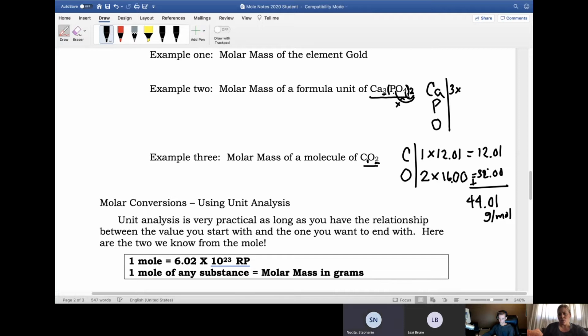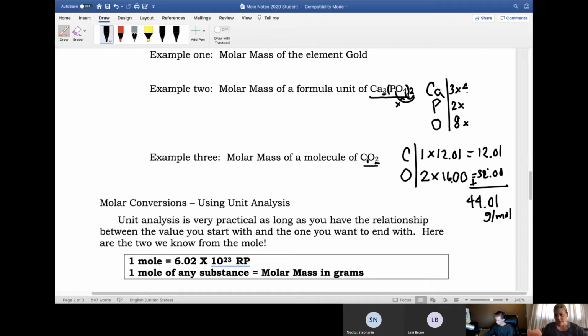So 2 times 1 is 2. And then 2 times 4 is 8. A lot of kids want to take this 2 and put it on the calcium as well, but that 2 only goes to what's inside the parentheses. So then we look up the molar masses on the periodic table. It's the molar mass of calcium, 40.08.